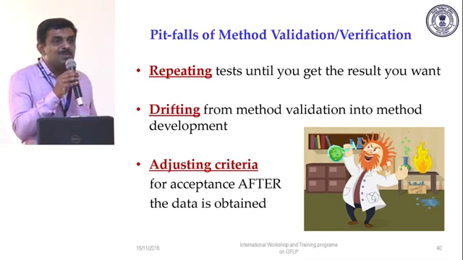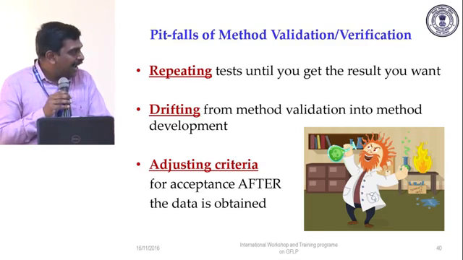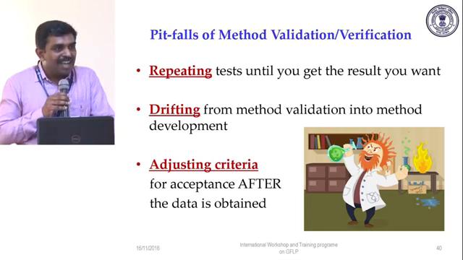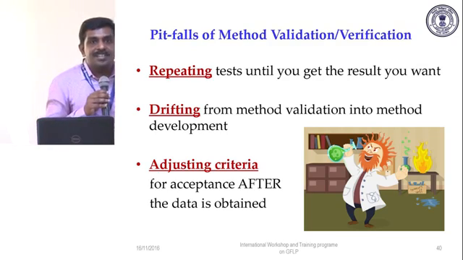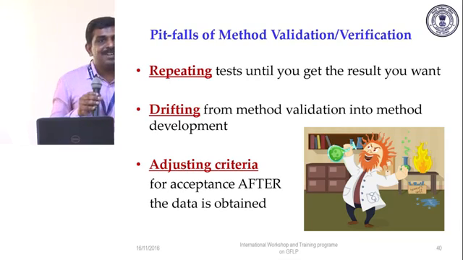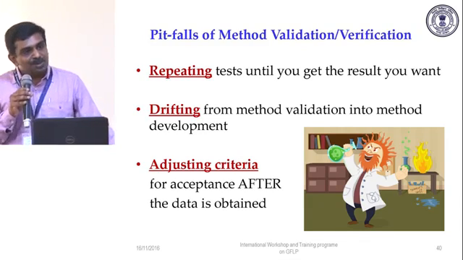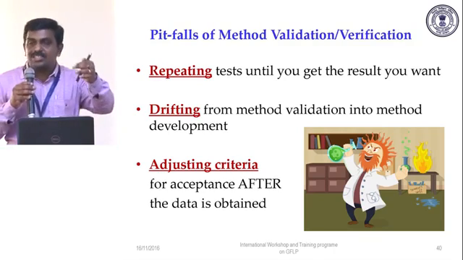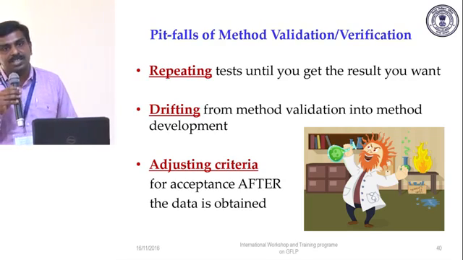Drifting from method validation into method development. Many labs do method development only, not method validation. Then adjusting the acceptance criteria after the data is generated. These all happen in a lab. These are practical things. You have done all this validation business, now you can't go back. A senior person will not allow you to say, no sir, I didn't meet my acceptance criteria, I want to validate again. Again you say, no, I didn't meet, again I want to validate. First of all, it can't happen in a commercial scenario, but still I'm talking about it. So that's what background work really has to be done before touching validation.